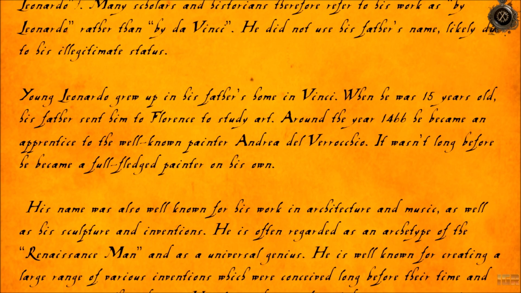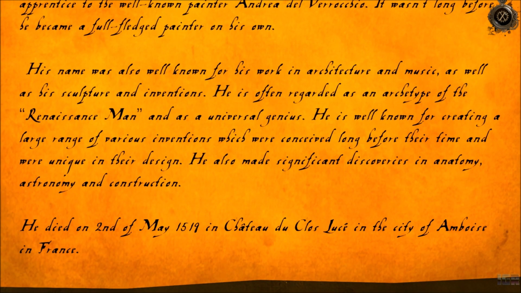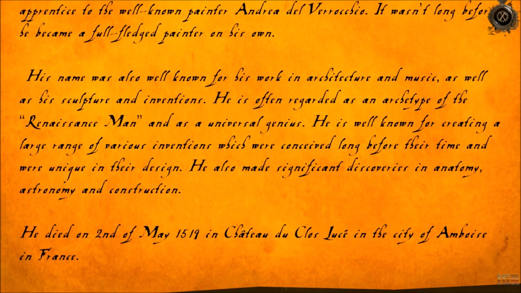Young Leonardo grew up in his father's home in Vinci. When he was 15 years old, his father sent him to Florence to study art. Around the year 1466, he became an apprentice to the well-known painter Andrea del Verrocchio. God, I am so sorry, Italian people, if I'm saying these names wrong. It wasn't long before he became a full-fledged painter on his own. His name was also well known for his work in architecture and music, as well as his sculpture and inventions. He's often regarded as an archetype of the Renaissance man, and as a universal genius. Yeah, he was a pretty smart cookie for like 14 whatever.